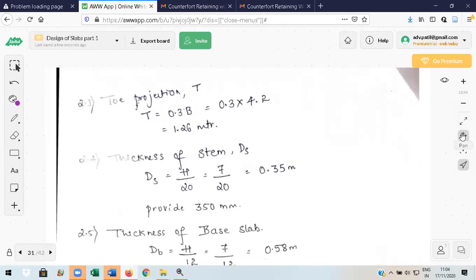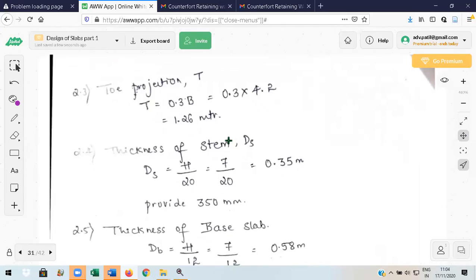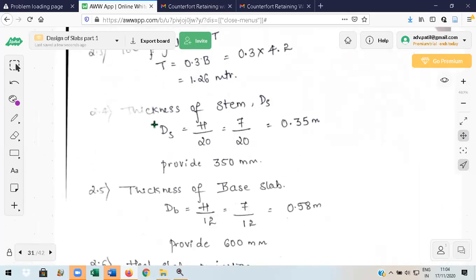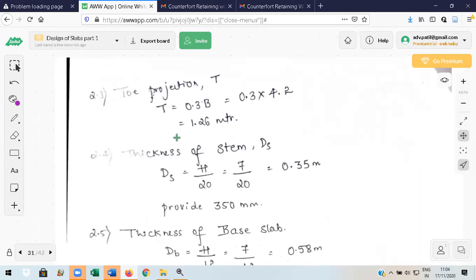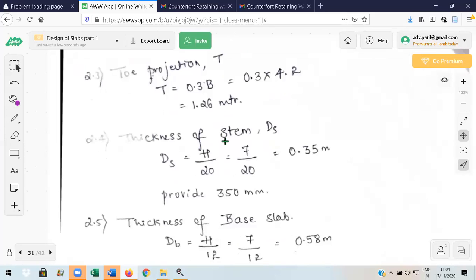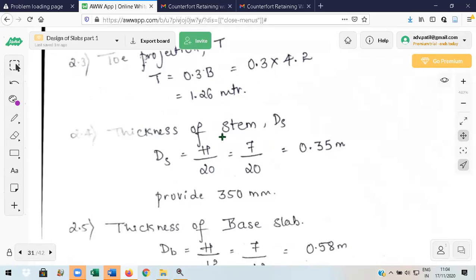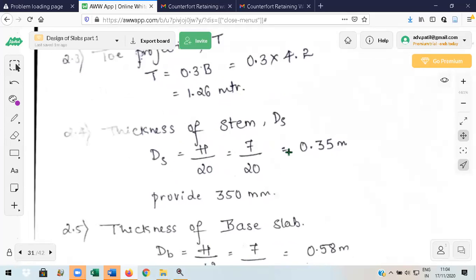These are all approximate, trial and error. Thumb rules are given. When you use these thumb rules, there will not be any problem. You don't have to revise the design. Whenever thumb rules are used, 9 out of 10 times you don't have to revise the design. That is why thumb rules are given. Thickness of stem d_s is H by 20, 7 by 20, 0.35. Stem thickness is also finalized.